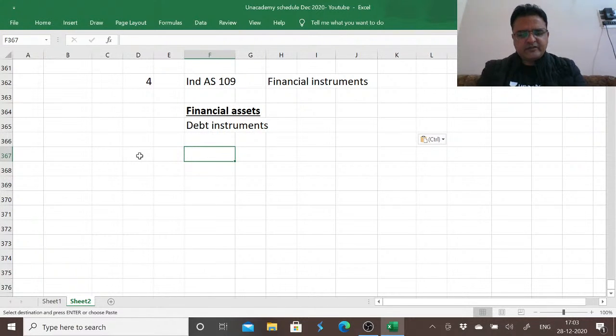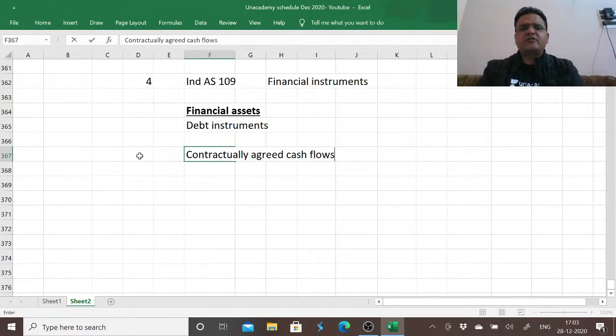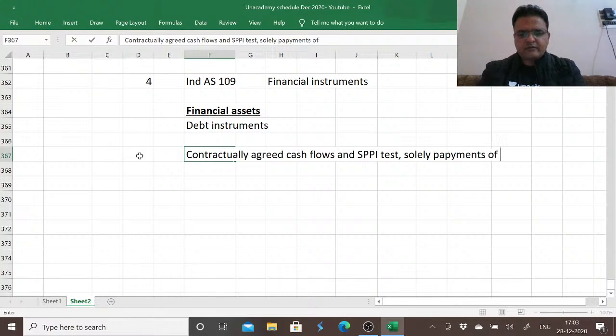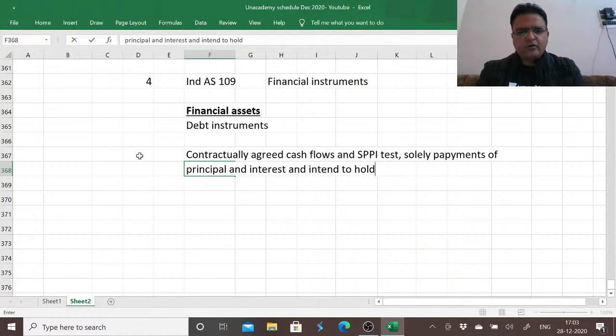The one which are contractually agreed cash flows, where the business model is to receive contractually agreed cash flows and they meet the SPPI test, which is solely payments of principal and interest. They intend to receive solely payments of contractually agreed cash flows, principal and interest, and intend to hold till maturity.